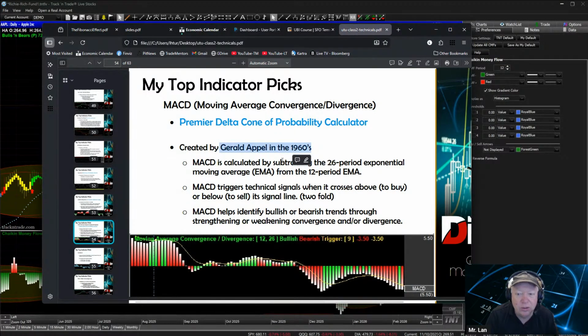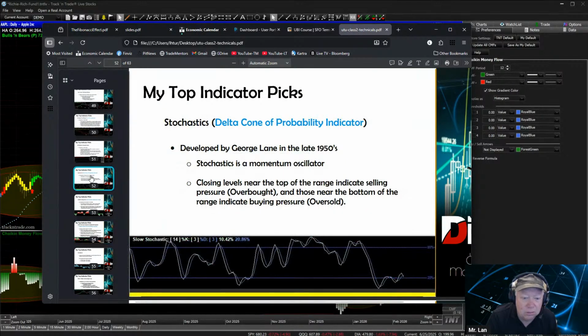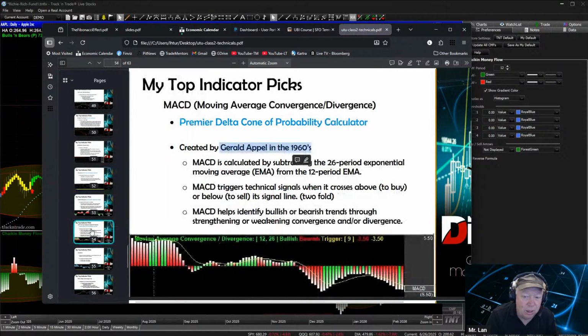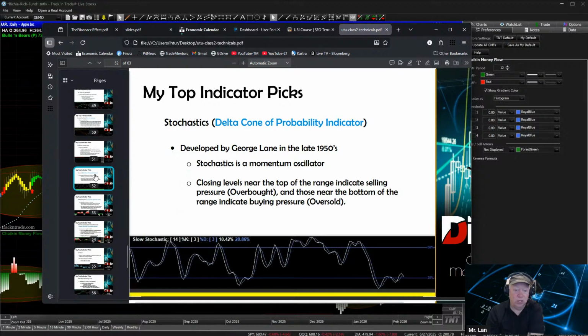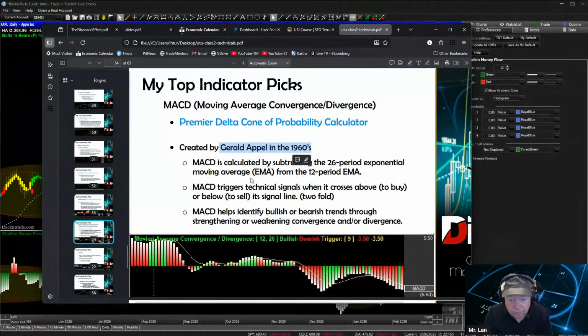MACD is, I think it was Gerald Appel I talked to. Who did I say I talked to? George Lane. No, I can't remember whether I talked to George Lane or Gerald Appel. I didn't talk to both of them. I only talked to one of them on the phone a long time ago. It was 30 years ago. I can't remember which one I talked to. Pretty sure it was George Lane.